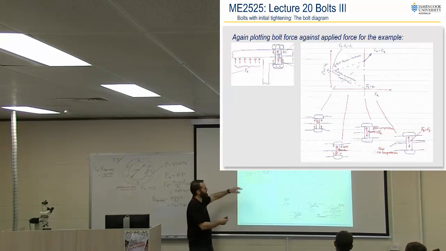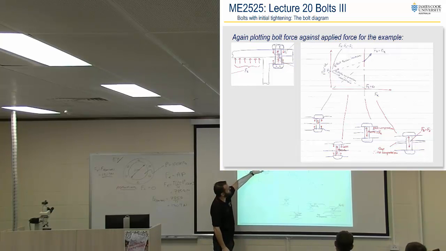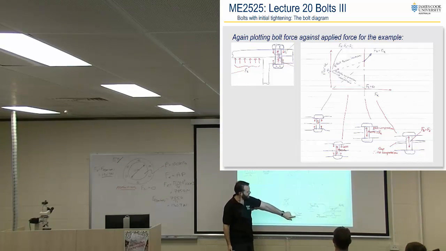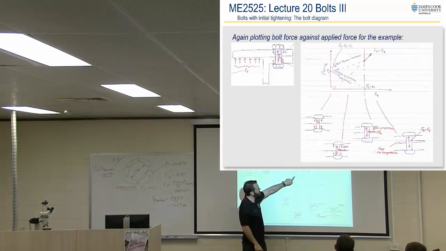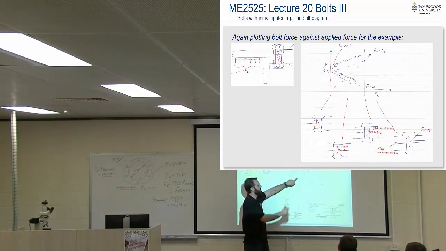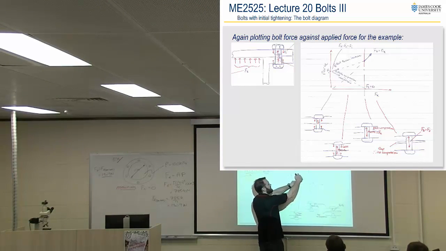As you've added a bit of external load, these plates have separated a bit, and as they separate, the compression in the plates gets less. Yeah? And so that's what's happening here. We're stretching the bolt, it's getting longer, and as the bolt gets longer, the plates have less compression in them. They're still touching, and there's still some compression, it's just decreasing. So the plate compression starts going down. And so there's a trade-off between bolt tension going up and plate compression going down.